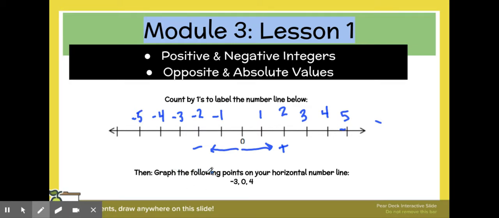When I want to graph a point on a horizontal number line, I'm putting a dot on the line where that integer is. So if I want -3, I start at 0, -1, -2, -3, and I would put my dot right on the line at -3. 0 would be located here, and 4 would be to the right 4 lines. 1, 2, 3, 4.